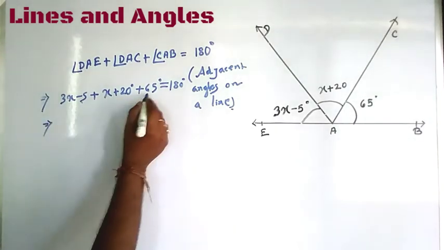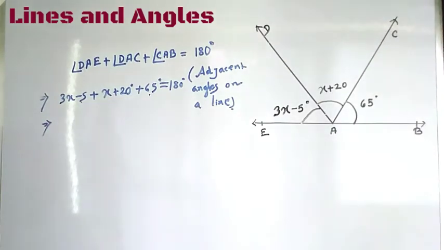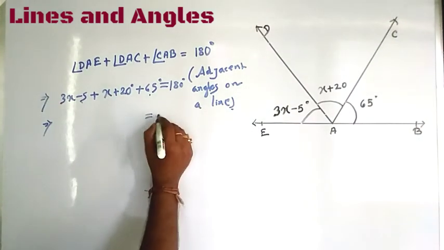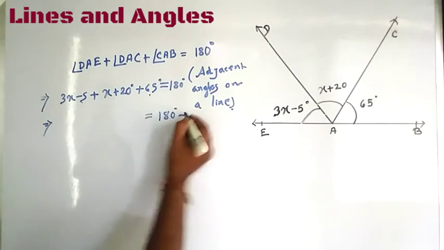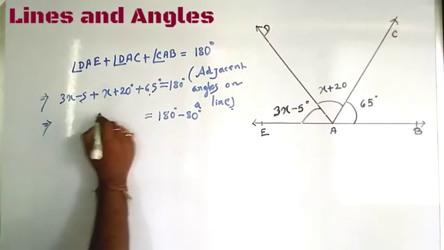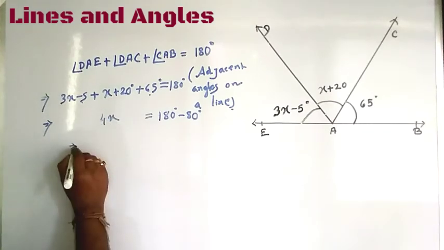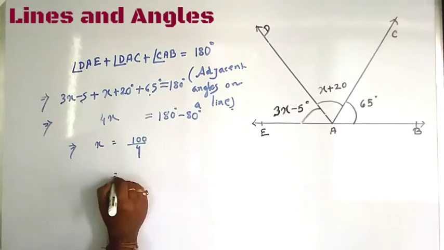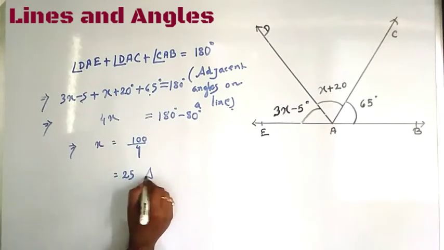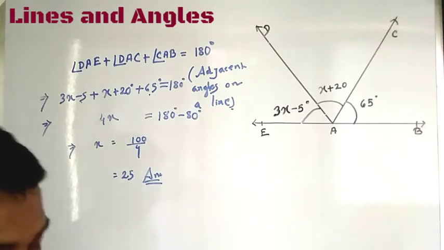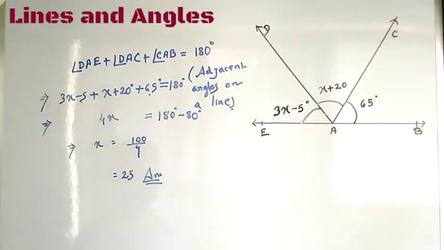See, minus 5, 65. How much? 60. 60 plus 20. How much? 80. So we can write here 180 degree minus 80 degree. And here 3x plus x is 4x. So this implies x equals 100 by 4 equals 25. The value of x is 25 degree. So I hope all of you understand the maths here. Okay.